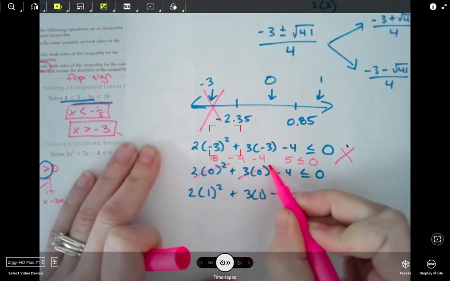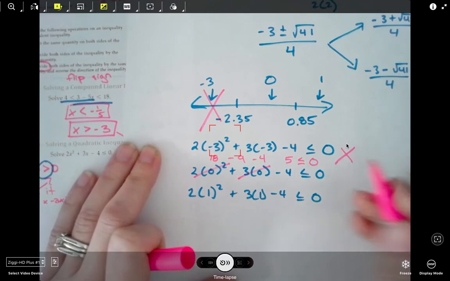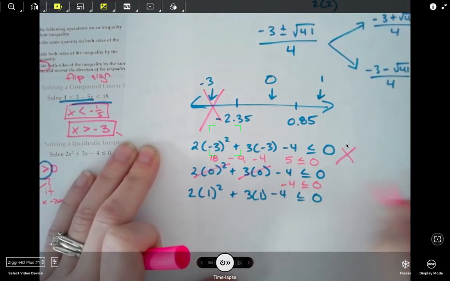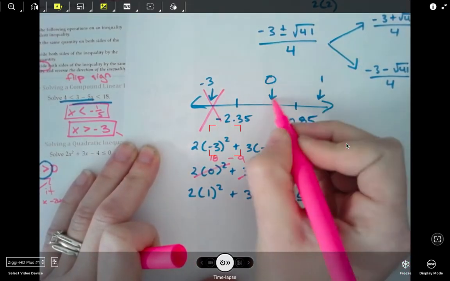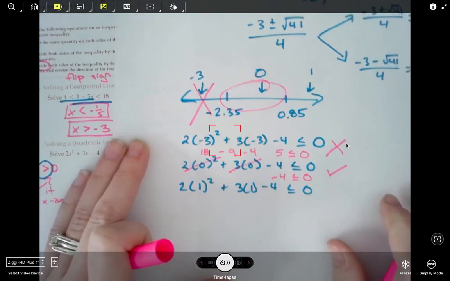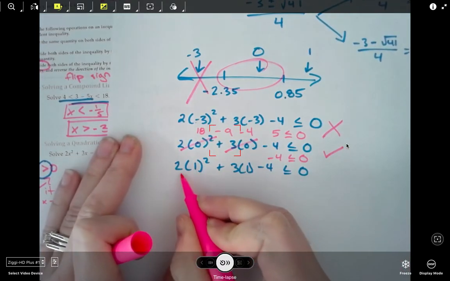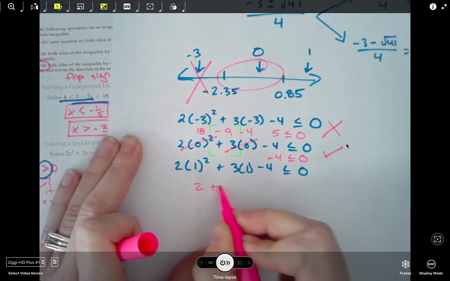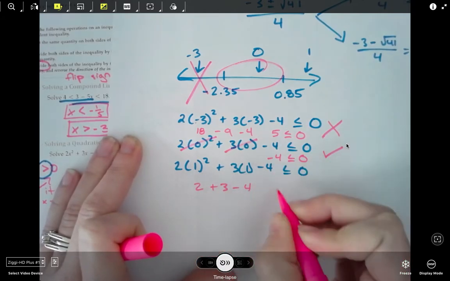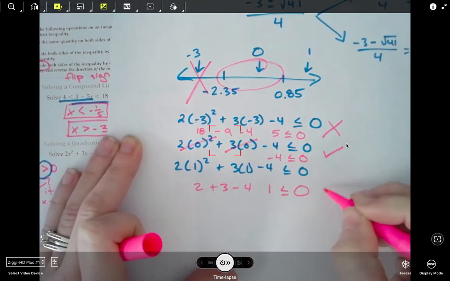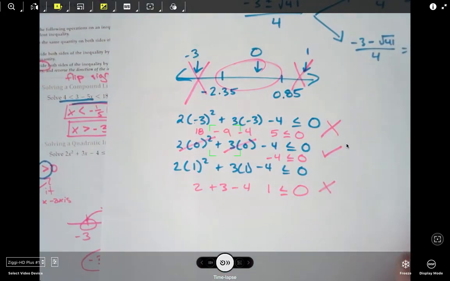Those zeros cross out because anything times 0 goes away. So we have negative 4 is less than or equal to 0. Is that true? Yes, so I'm going to circle this region of my number line. And I have 2 times 1 squared, which is 2, plus 3 minus 4. That's 5 minus 4 is 1. 1 is less than or equal to 0? No. So I better put a big fat X on my number line.